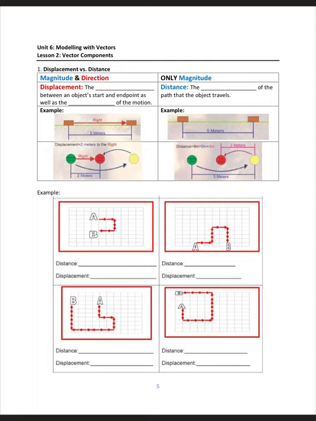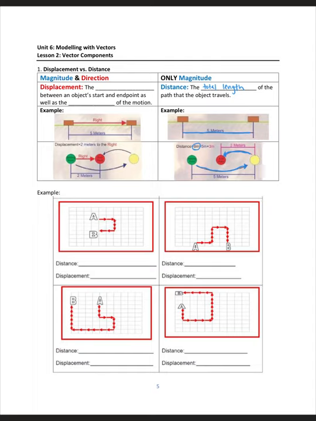Well, distance is simply just the magnitude, like we talked about yesterday. So it's the total length of the path that the object traveled. So if we look at the examples that are given here, we can see that this first example shows a distance of just 5 meters, right? And this example below that has a total distance of 8 meters because we go 5 meters in one direction and then 3 more meters in another direction. But again, the direction doesn't matter right now because we're just talking about magnitude.